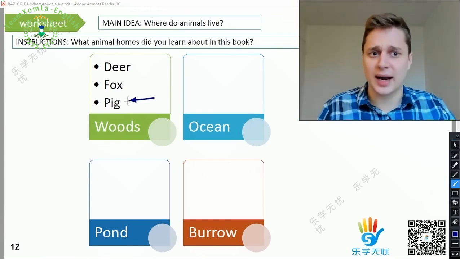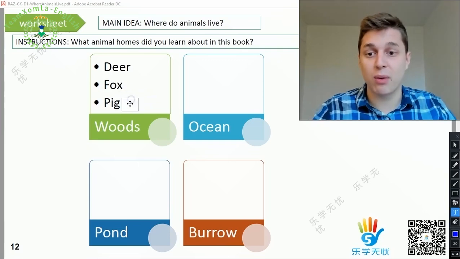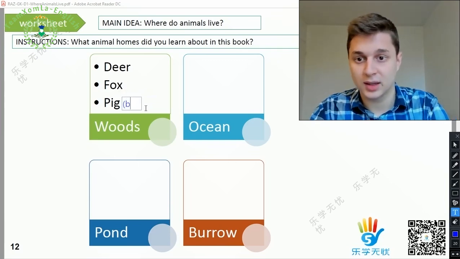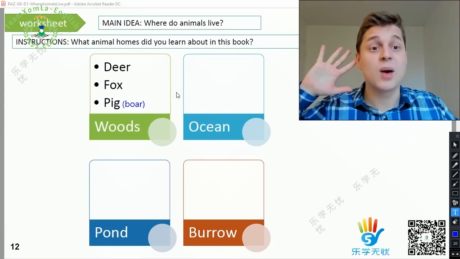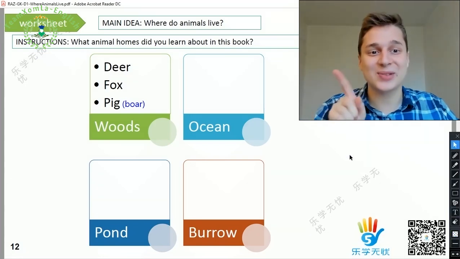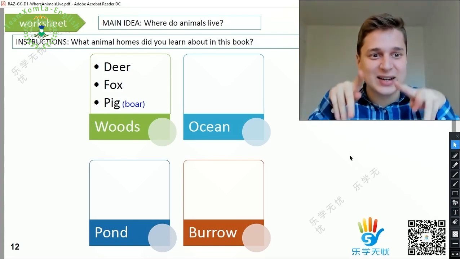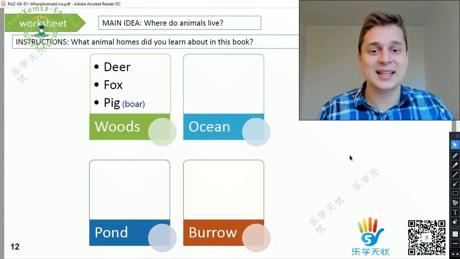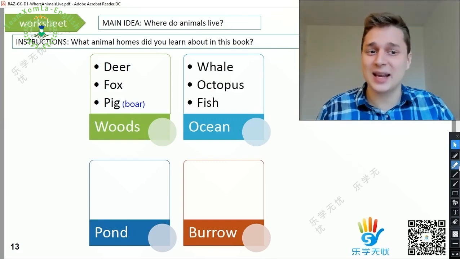Sometimes we can find wild pigs that can hurt you actually pretty bad. We call these wild pigs boar. Can you say boar? Boars live in the forest too. What about the ocean? Who lives in the ocean? Those weird octopuses and what else? Whales and many, many other fish.